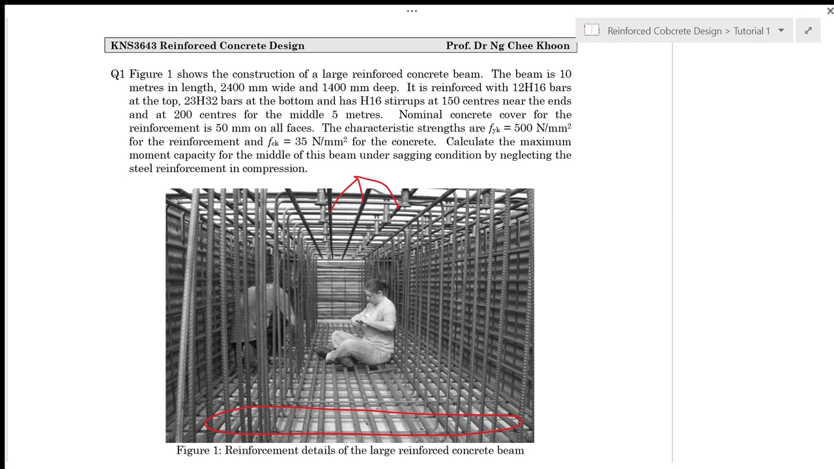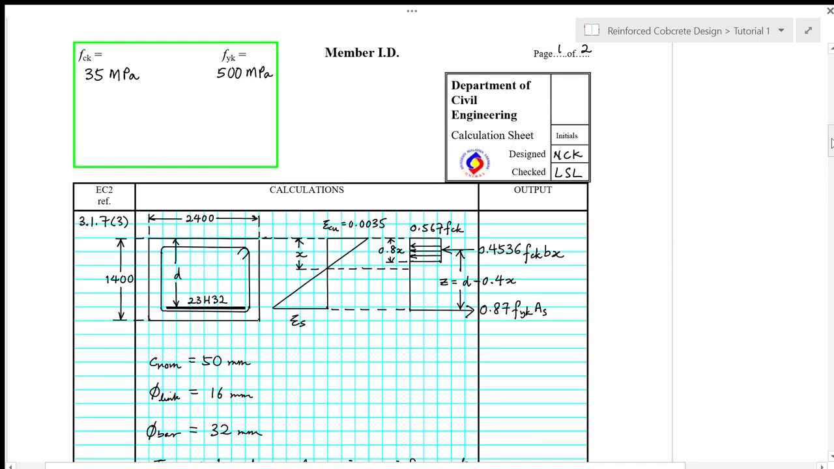To solve this question, first we need to draw the strain and stress distribution for the cross section as shown in the illustration here, and put down all the symbols of the components in the illustrations. In the strain diagram, we have epsilon cu equals 0.0035 for the concrete, epsilon s for the steel, and then in this question, we are asked to ignore the compression steel. So in my drawing of the section, I don't include the compression steel.